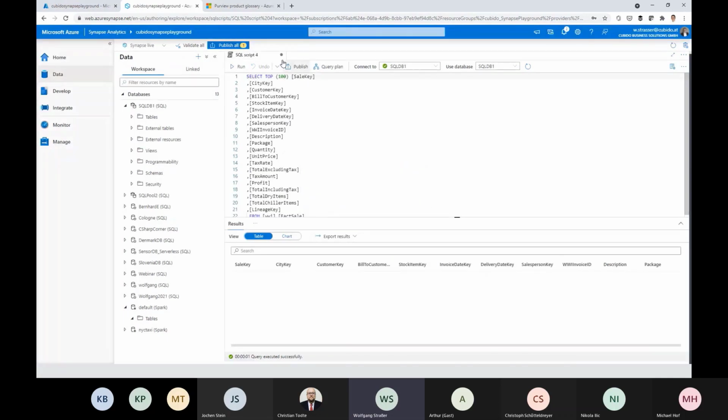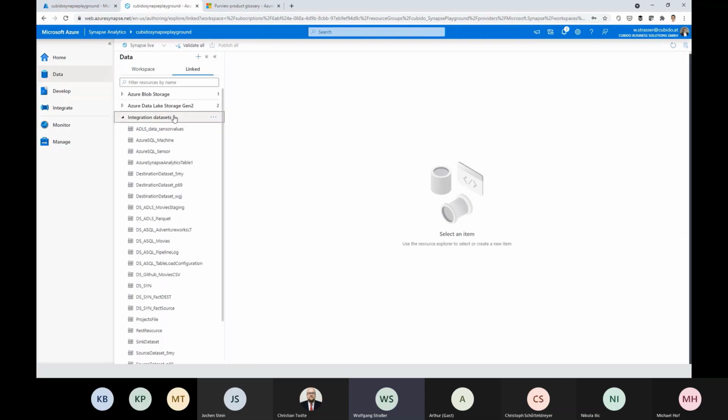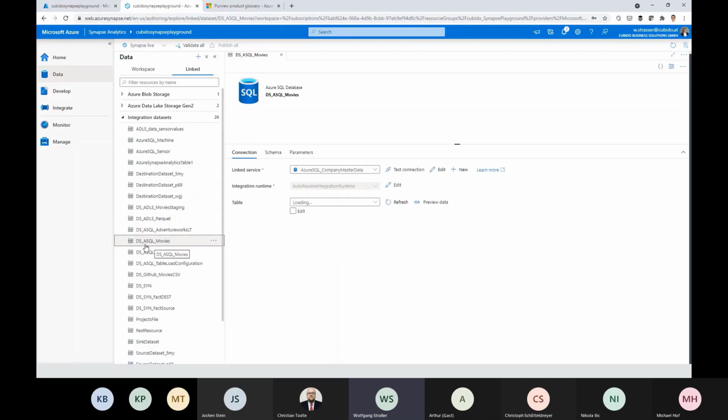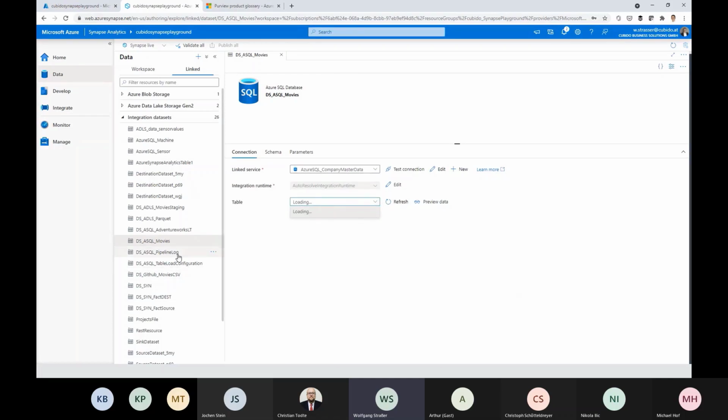So data exploration is easy for the database side, but what about the linked services section? What we see here is the list of integration datasets. And that is the list of all those datasets we created for Synapse pipelines to connect to the outside. So if I open a dataset which is Azure SQL database and contains movies, there's the reference to the SQL server. We've got the information of a schema. You can import that. We can just have some look at the settings and properties of the dataset.